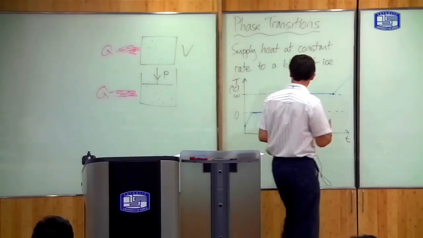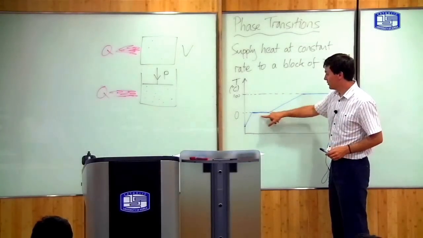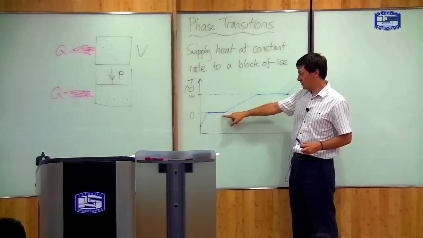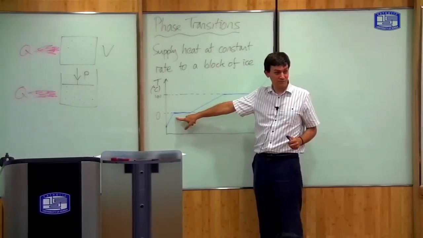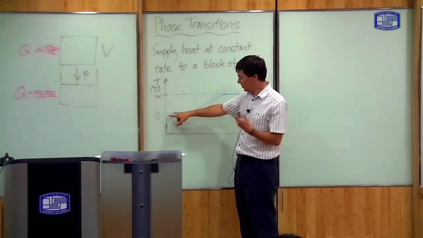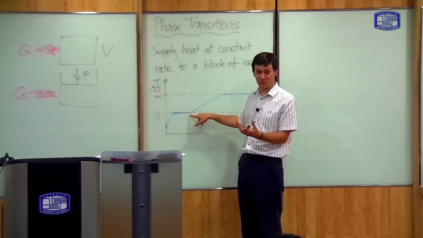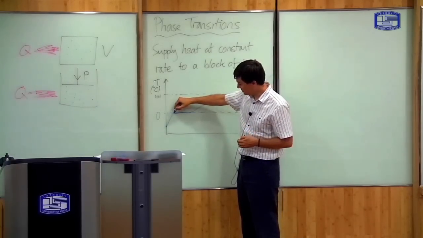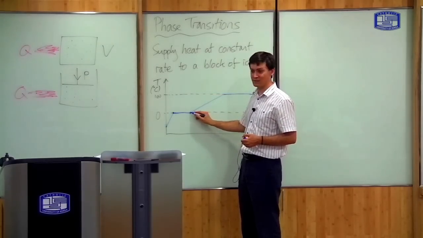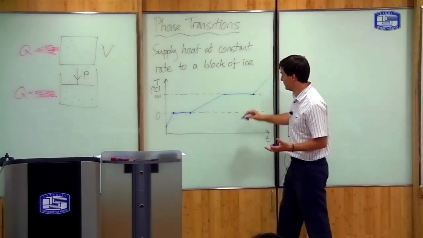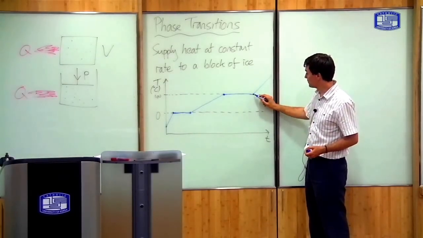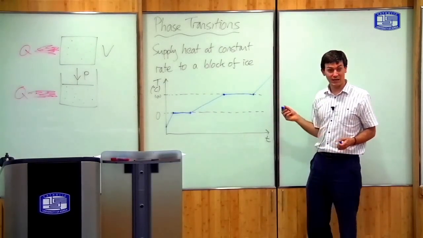But what I really want to talk about is these periods of time. When you reach 0 and when you reach 100, you're supplying heat to the system, but the temperature is not changing at all. And you should be able to guess the reason. What's happening here is that the solid water, the ice, is turning into liquid water. So at this point, all of the water is still solid, it's still ice, but at this point it's all melted, it's all turned into liquid water. And the same is true here: at this point the water is all still a liquid, and at this point it turns into a gas.